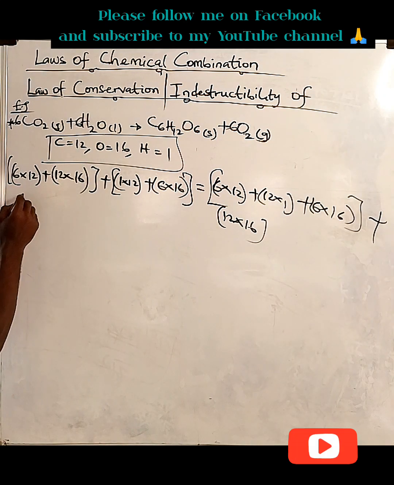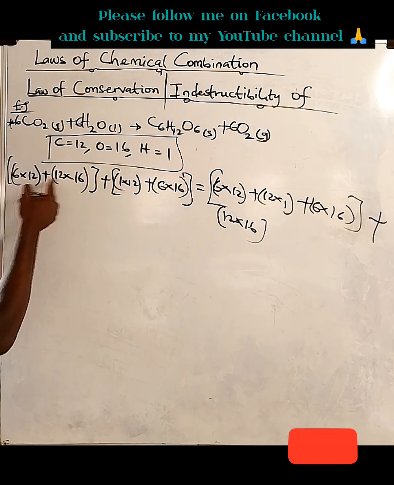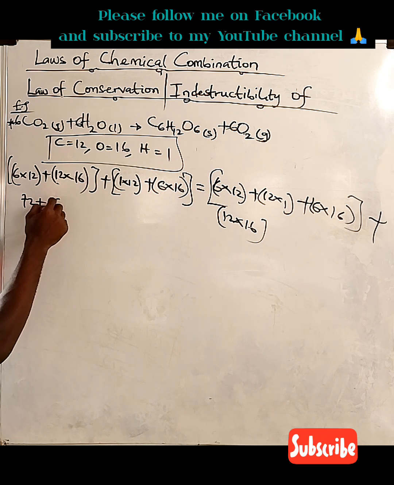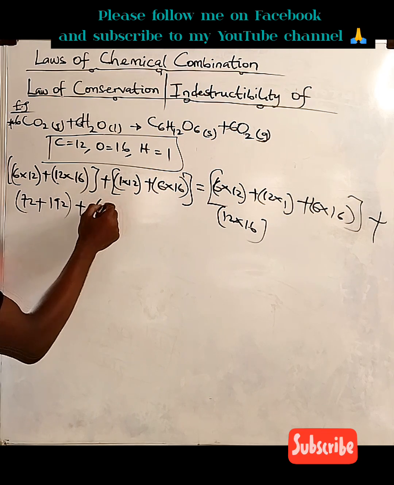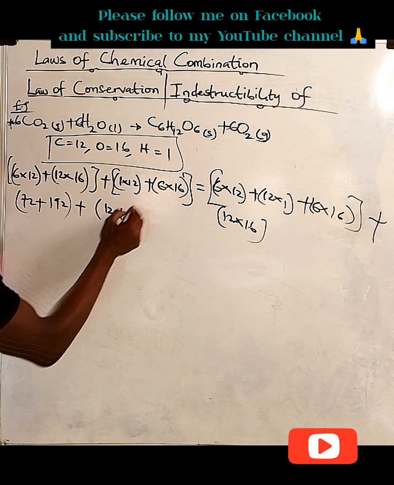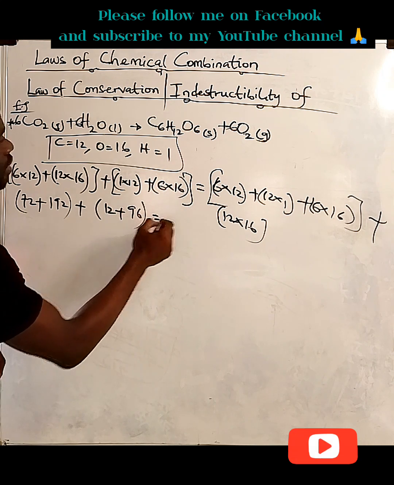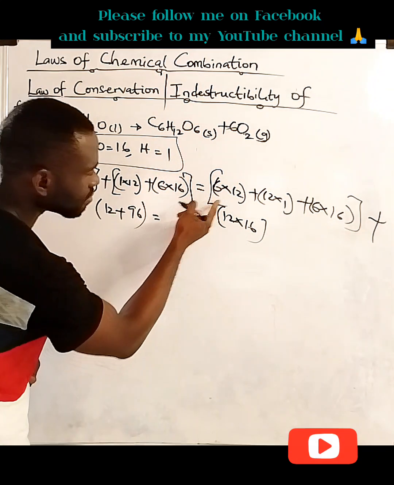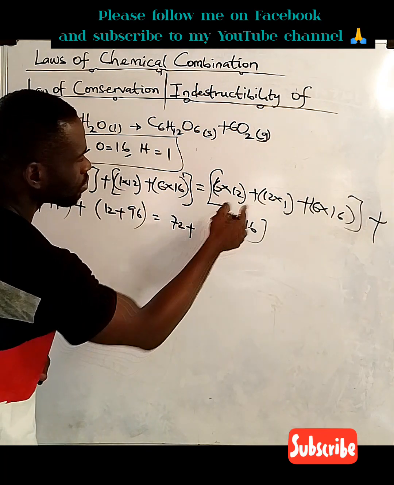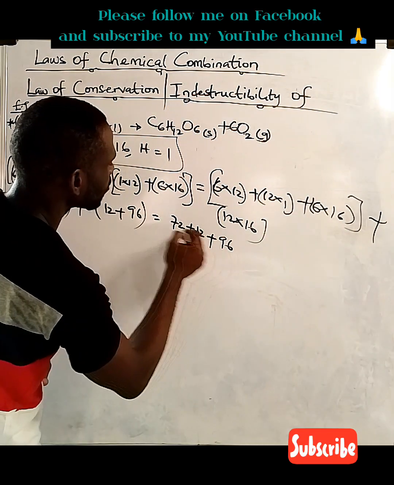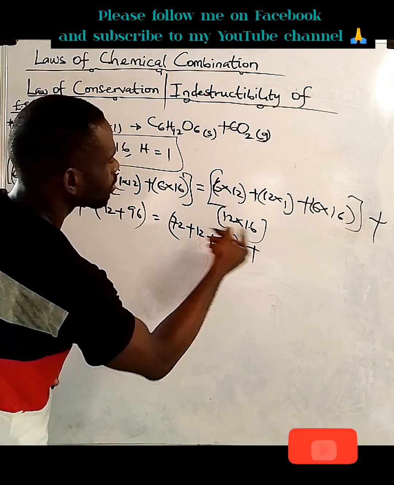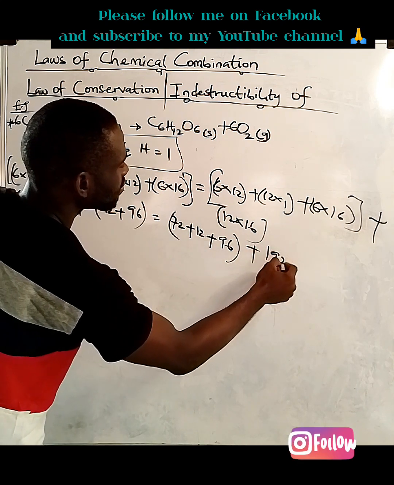So 6 times 12 is 72, plus 12 times 16 is 192. Then plus the 1 times 12 is 12. 6 times 16 is 96. And that equals 12 times 6 here, which is 72. 12 times 1 is 12. 6 times this is 96 also. And plus 12 times this is 192.